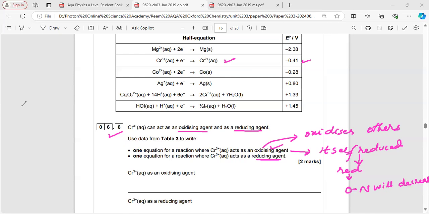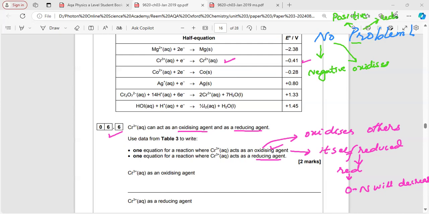Guys, here I'm going to share a few tricks with you. One trick is "No problem". N means negative, and negative oxidizes. P means positive, and positive reduces. So it's very simple. If you have one negative value and one positive value, you can quickly understand the negative one is oxidized and the positive one is reduced.